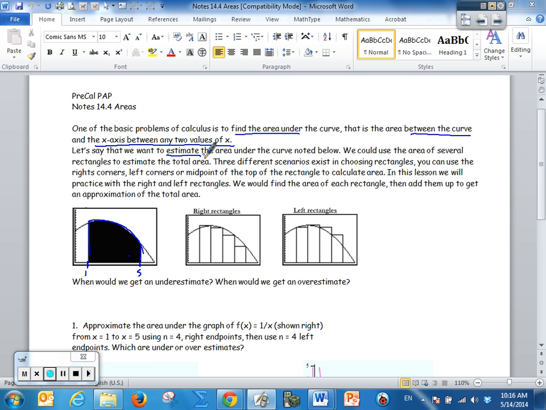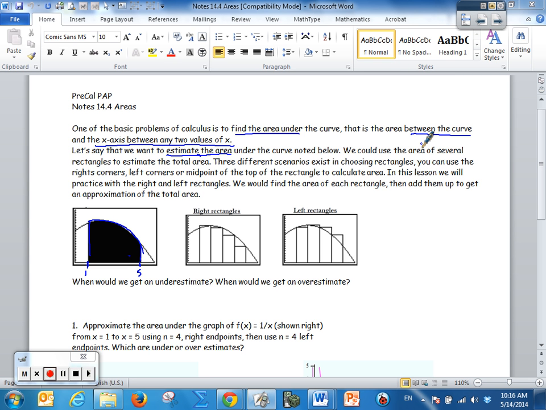They're called Riemann Sums. I probably don't have that word written here anywhere, but that's what these little rectangles are called, Riemann Sums. And we're going to use them to estimate the area under the curve. We're going to use several rectangles. It will typically tell you how many to use. And there'd be different types of rectangles.